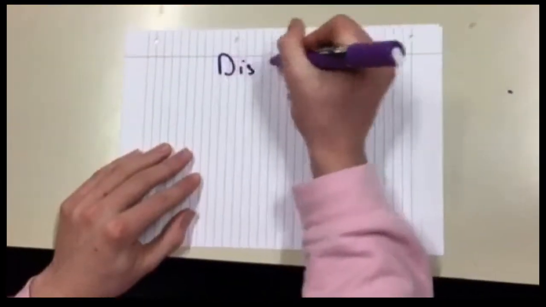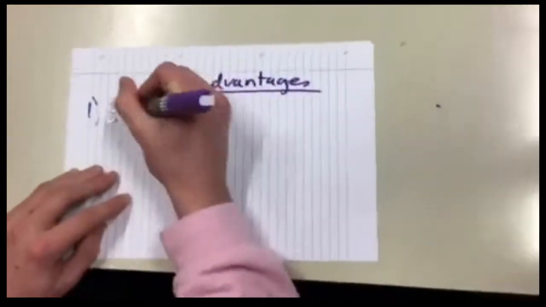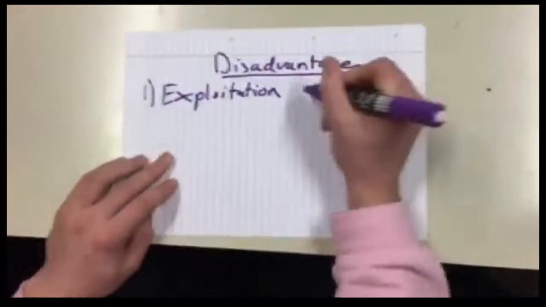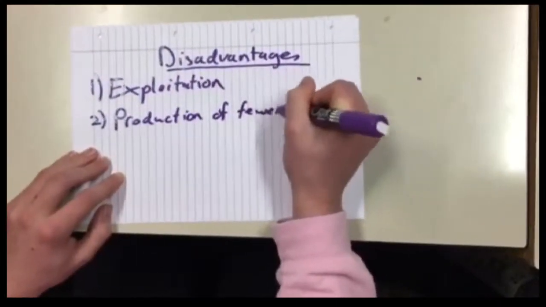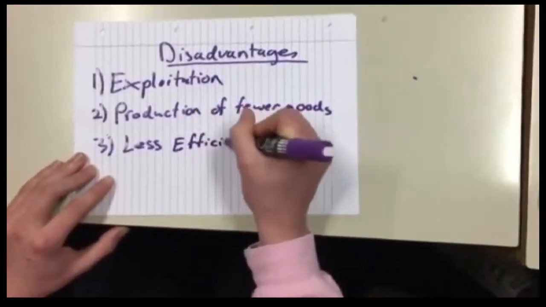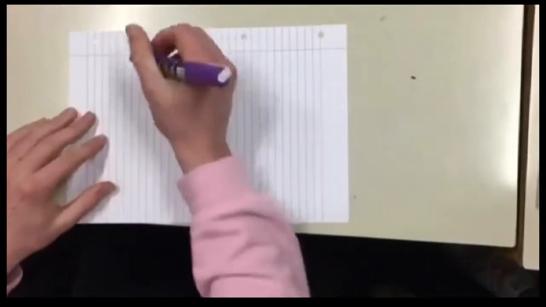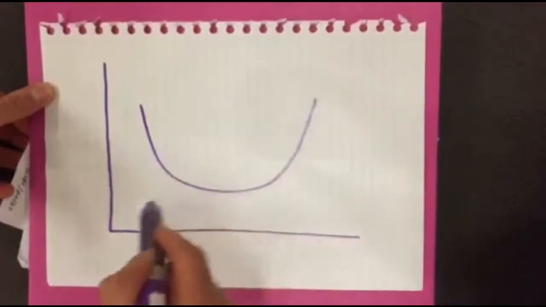Some negatives of monopolies are the exploitation of consumers, so the monopolists may abuse their power by pushing up prices. There's also the possibility of the production of fewer goods at a higher price than at perfect competition, and firms may become less efficient or innovative as they hold the dominant position, which means that they do not have to compete in the marketplace. The monopolistic graph stays the same in the short run and the long run.